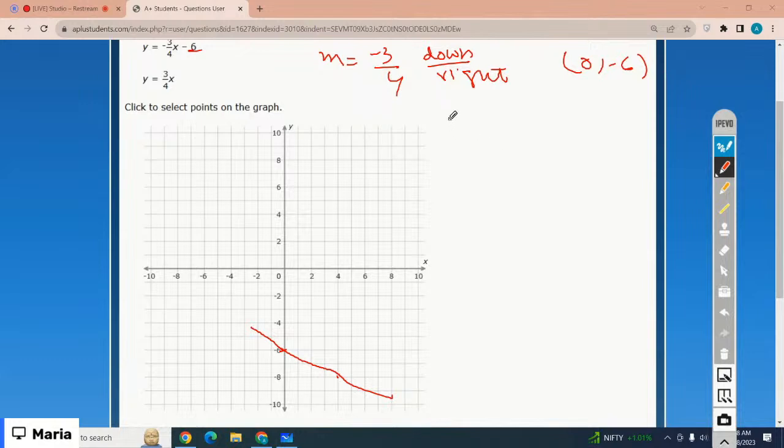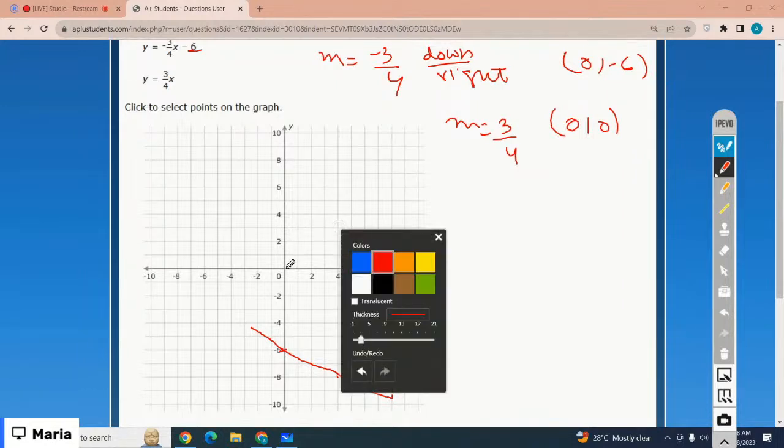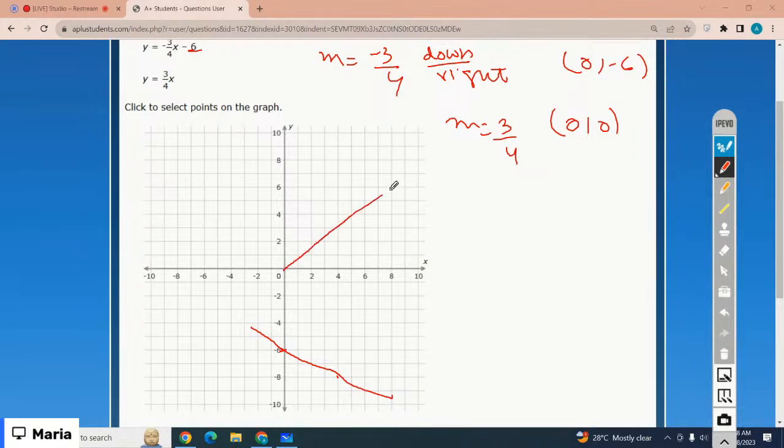For the second one, the slope is m equals 3 over 4, and that means the graph line is passing through the origin, right? So here is the origin. Move up 3 points, 1, 2, 3, and right 4. Here's the other point. So just join these points and make a line. So you can see you have 2 lines like this.